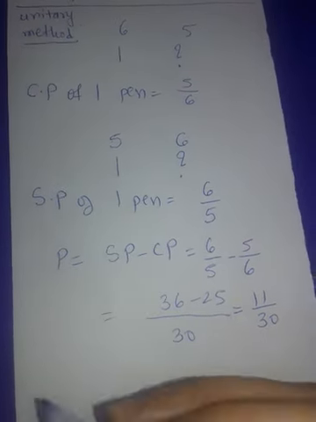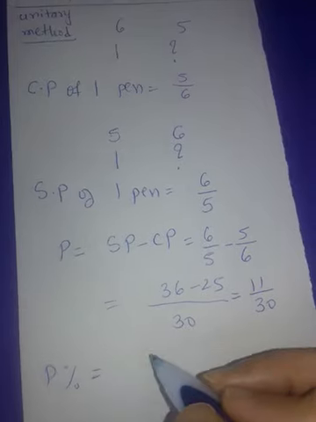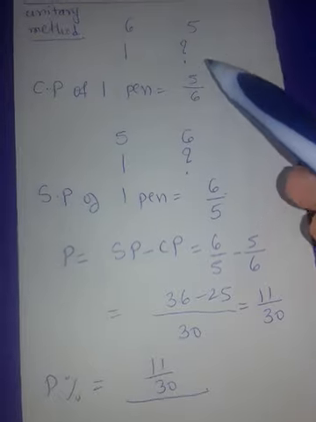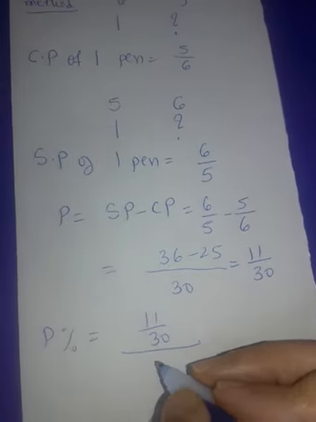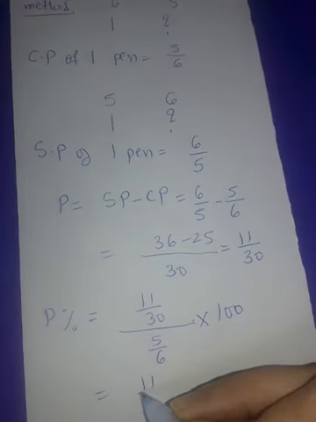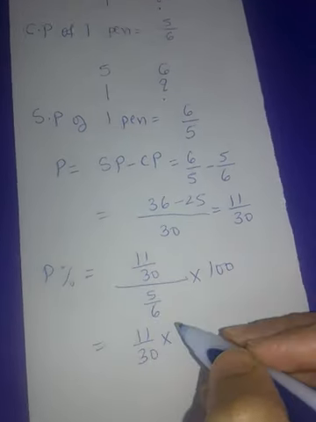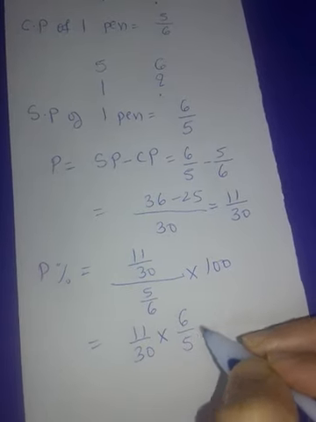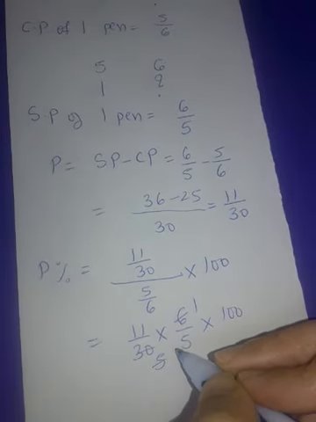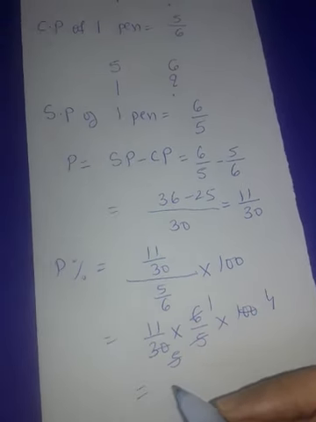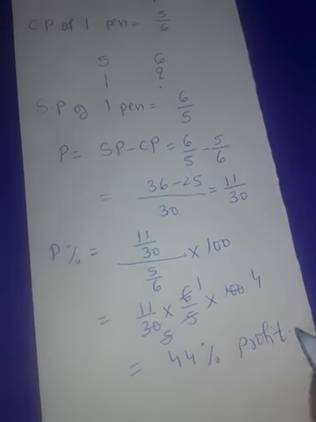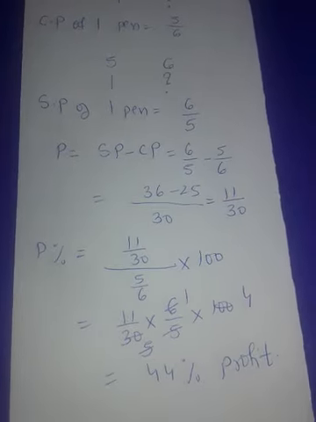And how do we find profit percent? It is profit upon cost price. Cost price is how much? 5 upon 6 into 100. Division now becomes multiplying by the reciprocal. 5 5s are 25 and this is 4. So 44% profit. That's your answer by the unitary method.